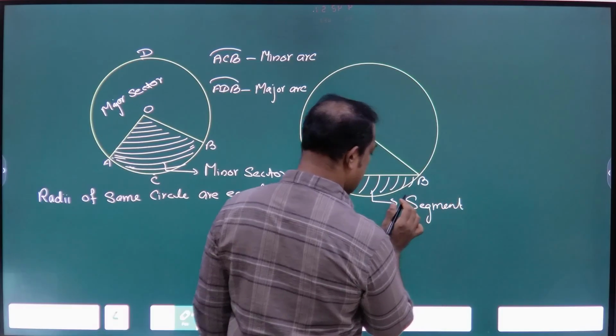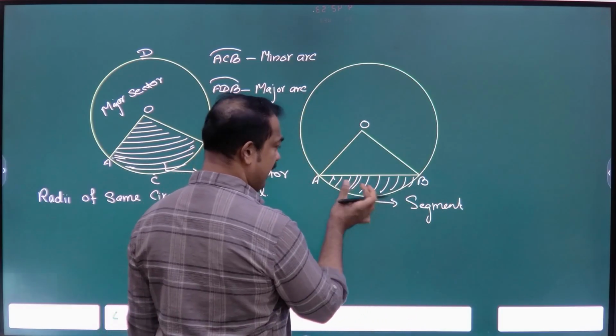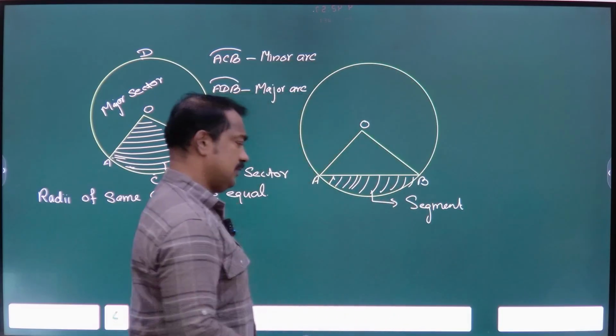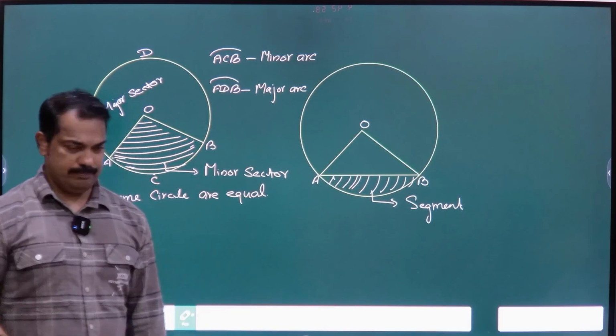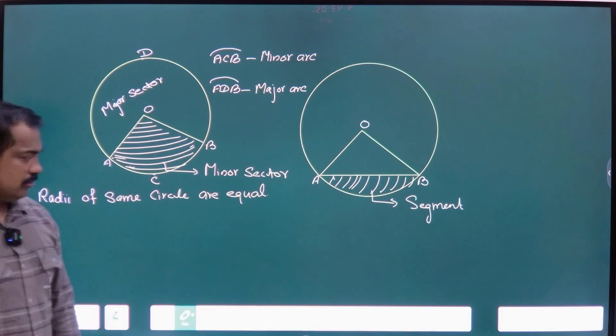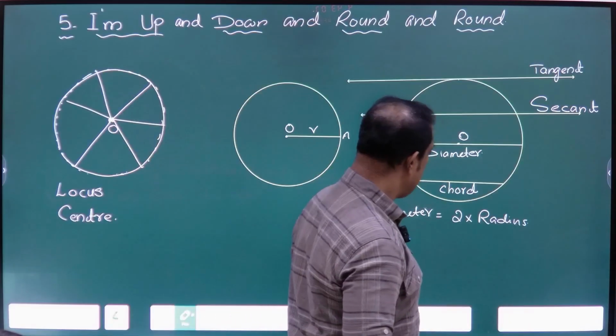ये कौन सा सेगमेंट होता है? माइनर होता है, मेजर होता है? माइनर. ये रिमेनिंग पार्ट कौन सा होता है? मेजर. This is minor segment. So these are the different parts of the circle. ये क्लियर है? एक बार नोट कर दो. The different parts of the circle.